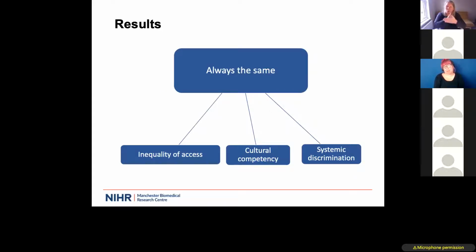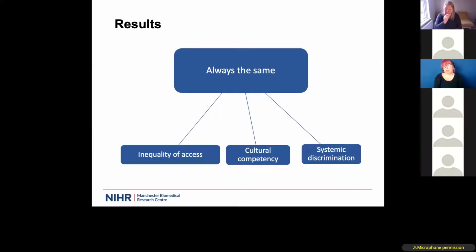So this is the final theme, and it's always the same. Participants reported their view on the services has always been the same. Nothing's ever changed. So we've got inequality to access. They described feeling disempowered, no autonomy. For example, barriers to making appointments. You arrive, nobody signs. The onus is on the deaf person to facilitate communication between professionals.